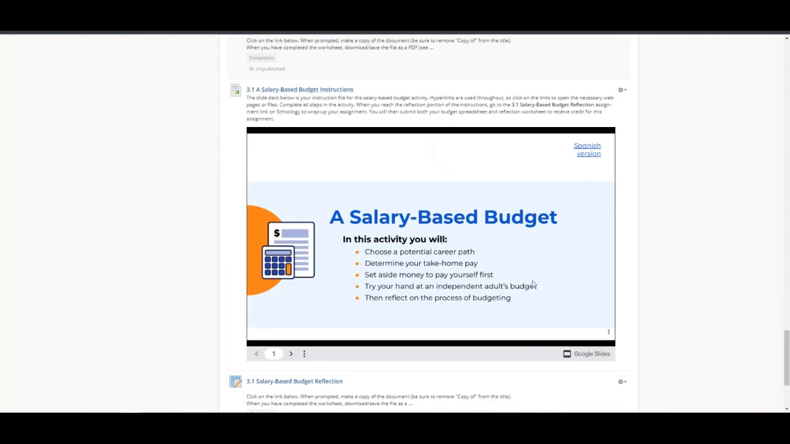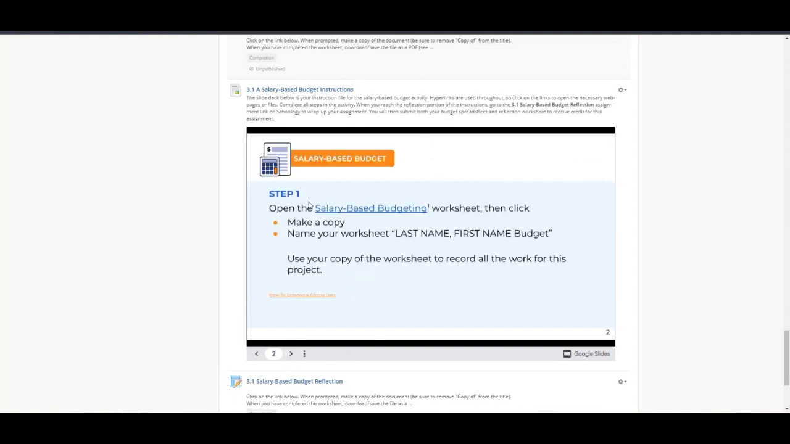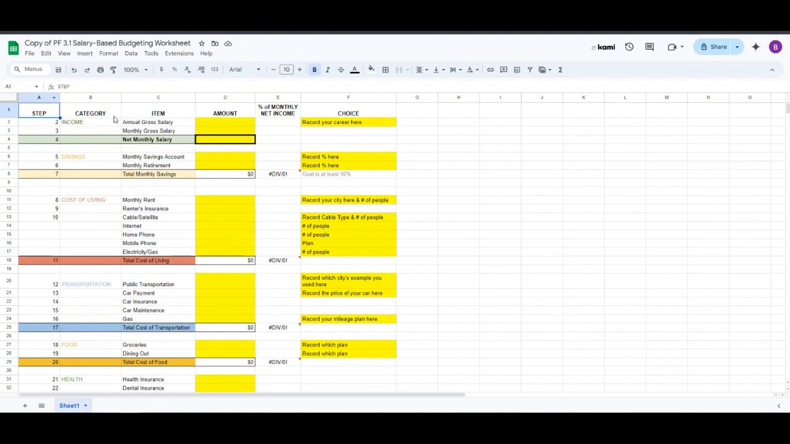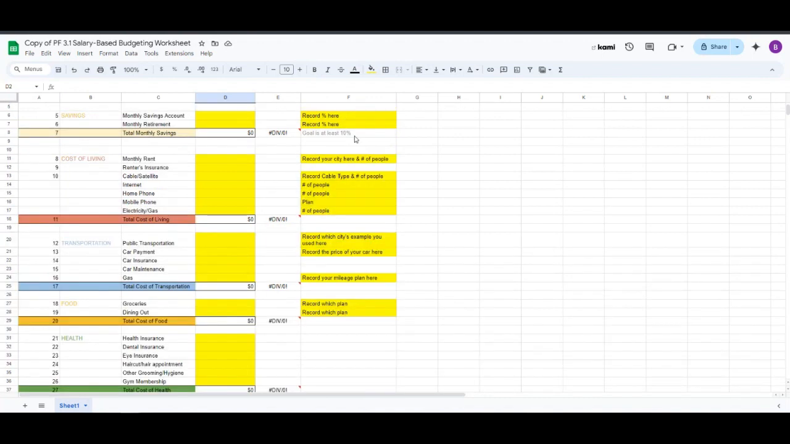What you'll do is you'll go through this presentation, all right, and the very first slide after the introductory is a link to this salary-based budgeting spreadsheet. Okay. And so you'll see that there are various categories of spending, specific items within those categories. You will fill out the amounts that go into this. The percent of monthly income will calculate automatically for you. And then anything that's highlighted here, you'll record what's specific to you. All right. And so anywhere that is highlighted is what you will put in.